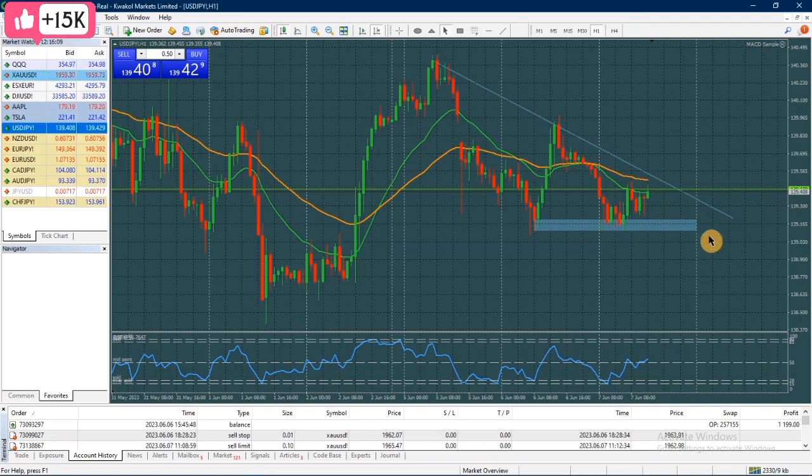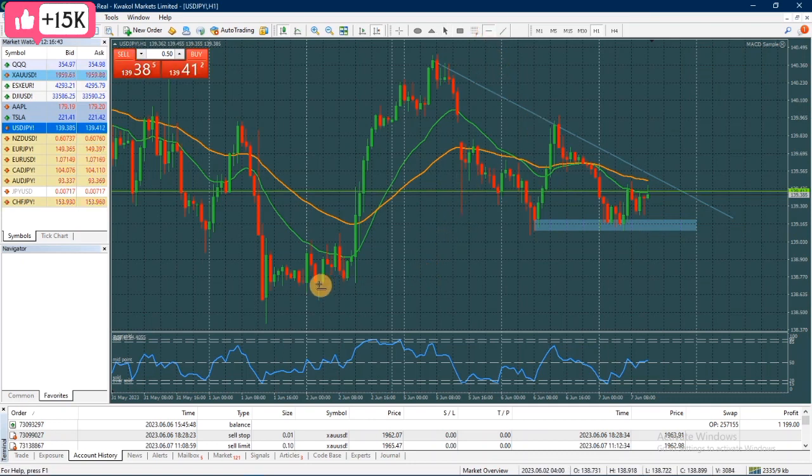Immediately the New York session opens, there will definitely be a breakout, either up or down, especially when it is opening with a very high impact news event. Immediately that breakout occurs, I get my confirmation, and if it breaks through the support zone, I take a sell.